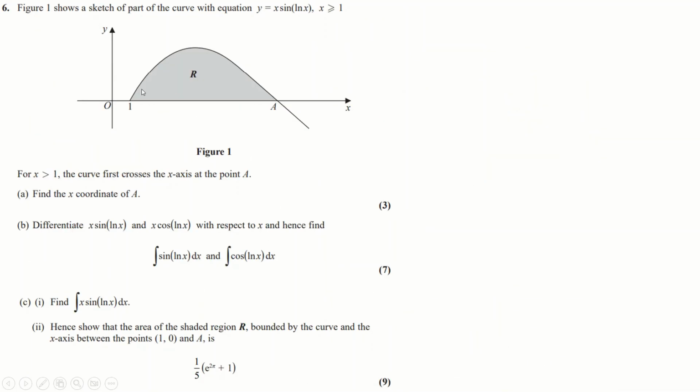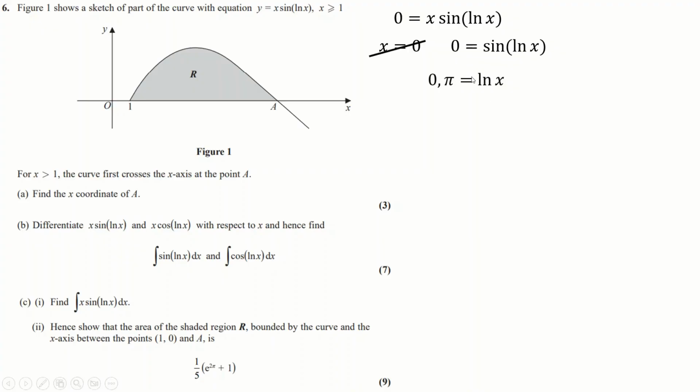Right, a really nice question about calculus here. We've got this curve here between 1 and a, find the coordinates of a. So the curve is just that, so we'll set that equal to 0. We'll obviously have that either x is 0, which is irrelevant because x needs to be bigger than 1, or we'll have sine of log of x equals 0. We could inverse sine here, and we'll get either 0 or pi.